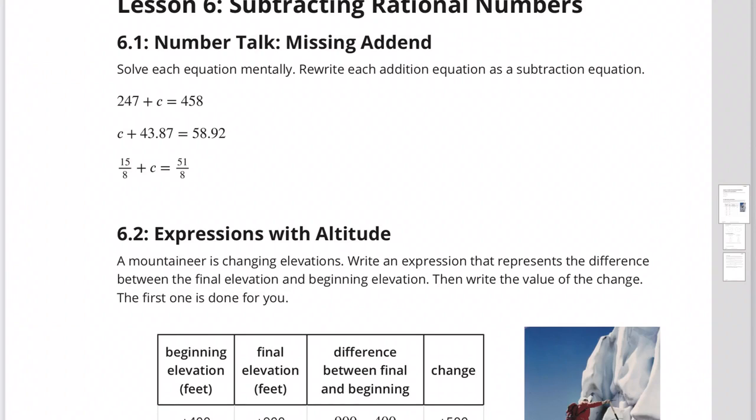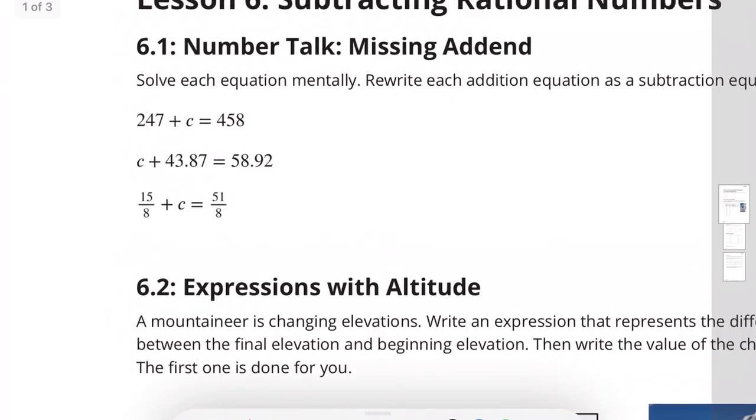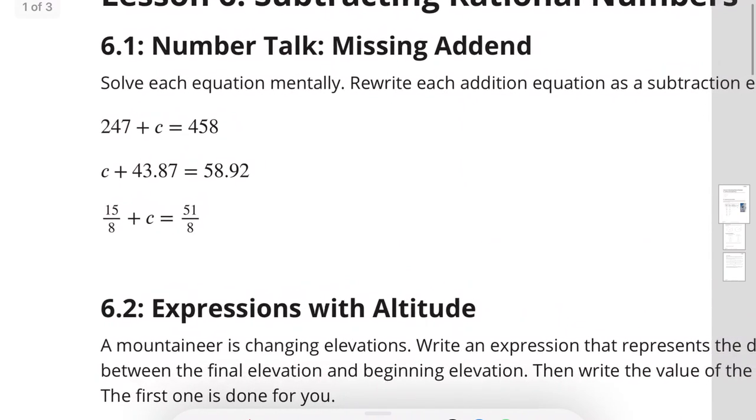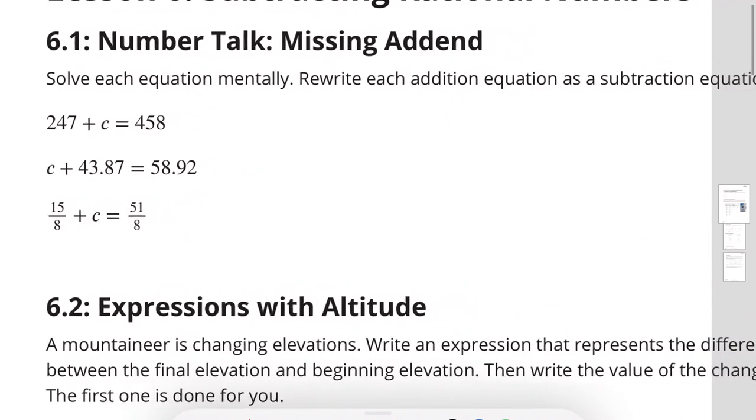Lesson 6, subtracting rational numbers. So this is a pretty short lesson. It wants you to solve the first 3 equations mentally and rewrite each addition equation as a subtraction equation. You can do these mentally. We're just going to go over how you would rewrite it.